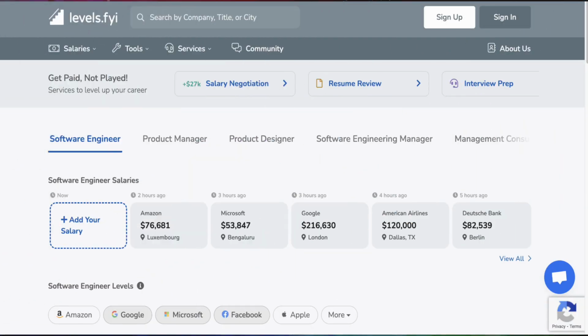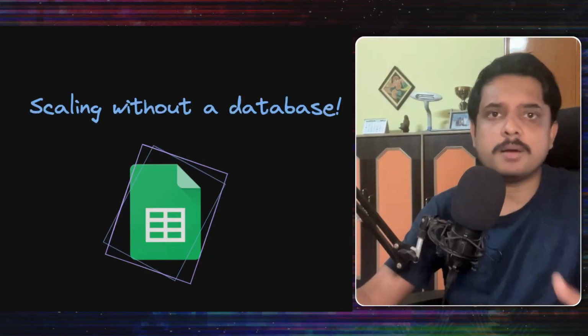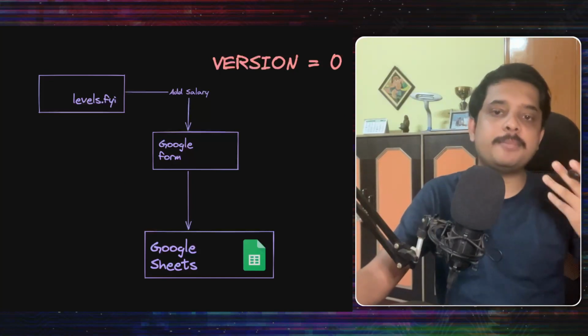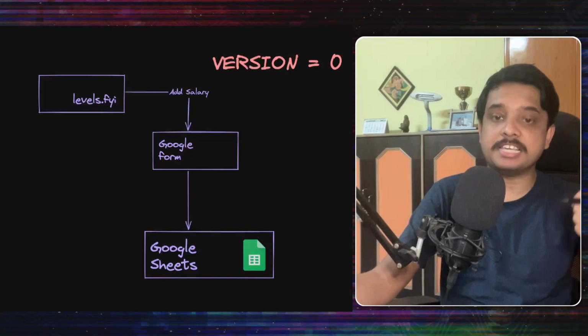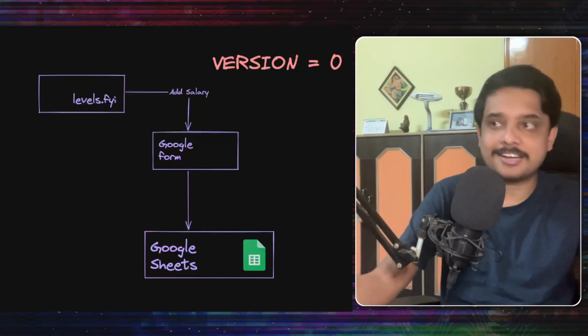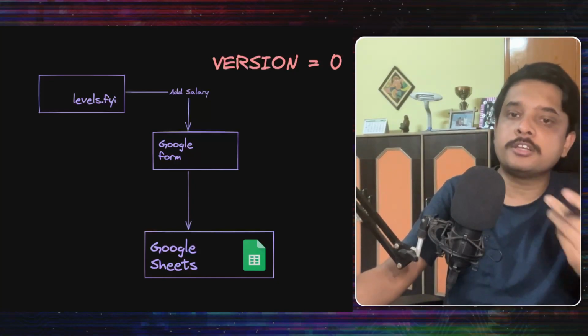Levels.fyi is a site which lists average salaries of various companies so that professionals can make a better choice when going to a new company. At the onset, they knew that building a backend would be expensive and time-consuming. They didn't want to risk sinking all the resources into something that might not even resonate with the target audience that they wanted. So what did they do?